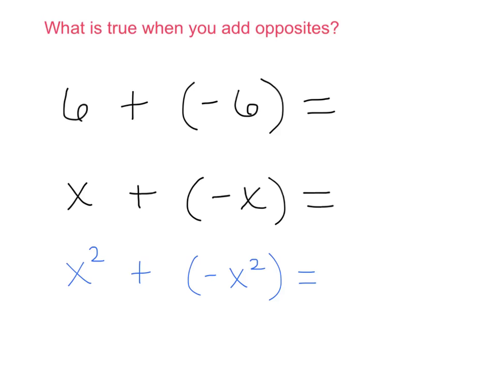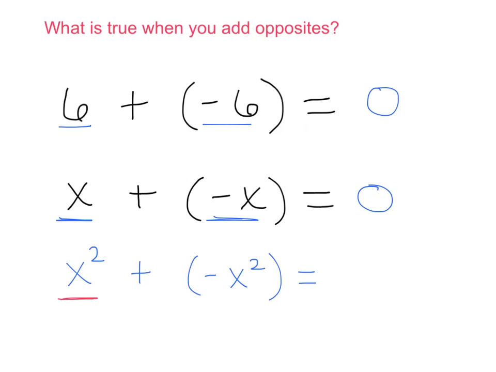All right, so I want you to think about what is true when you put opposites together. So look at these three statements. What do you think is true about opposites? So look at this first one. Think if you have +6 and a -6. If you put that together, 6 plus -6, that makes 0. So what do you think is true about x and -x? Well, they're opposites. When you add opposites, you get 0.